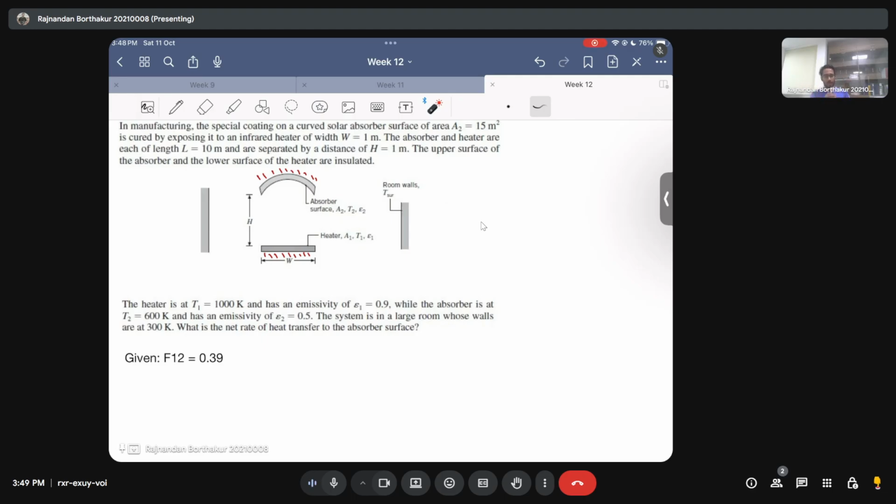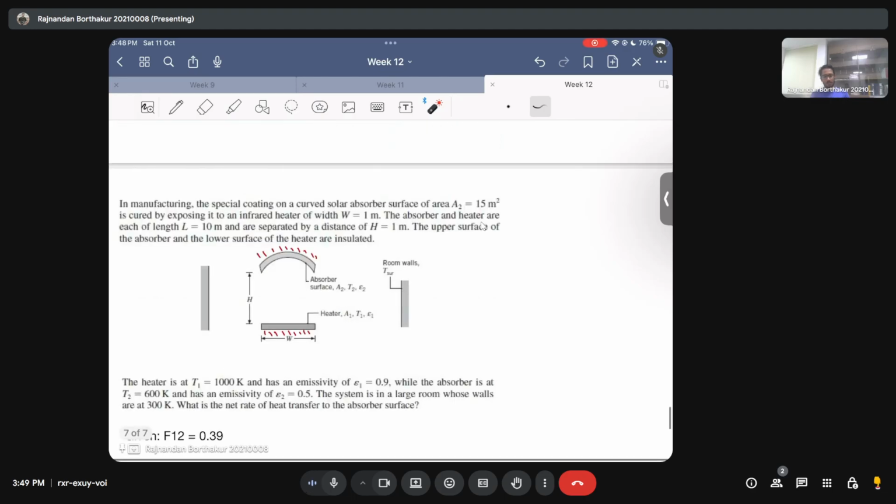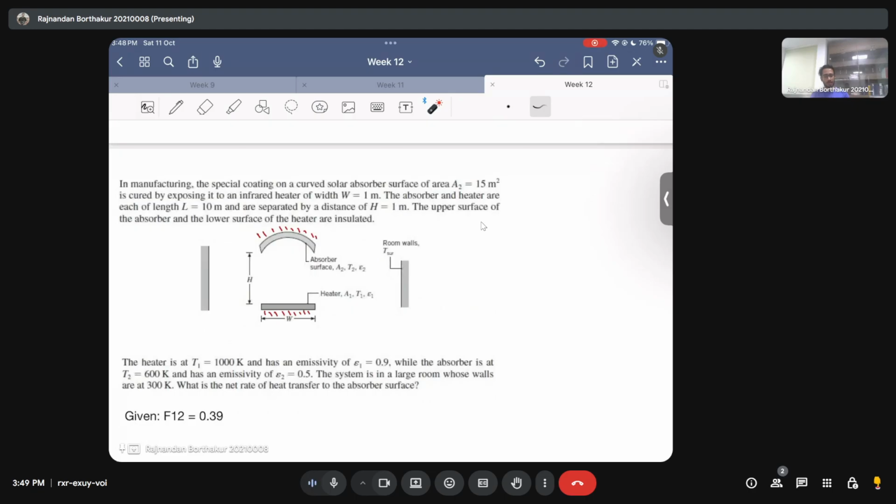Because the surrounding is going to play a role in the net heat transfer that is going to take place to the absorber, which we are supposed to calculate in this problem. Okay. So at least now we know that we need to calculate the net heat transfer taking place to the absorber, because practically that is what we seek to calculate, because we are trying to cure the coating on the absorber surface by using the heater, of course. And at the same time, we'll try to use the radiation network that we have developed in solving this problem.